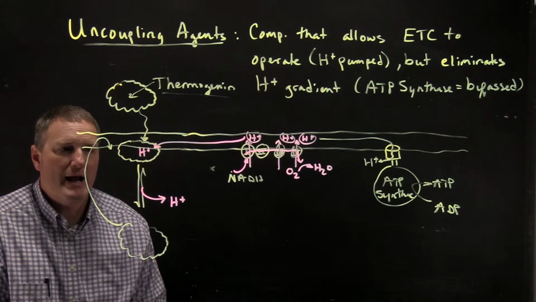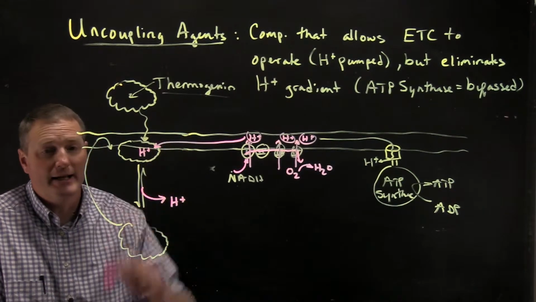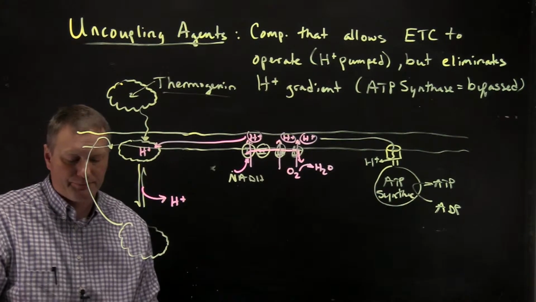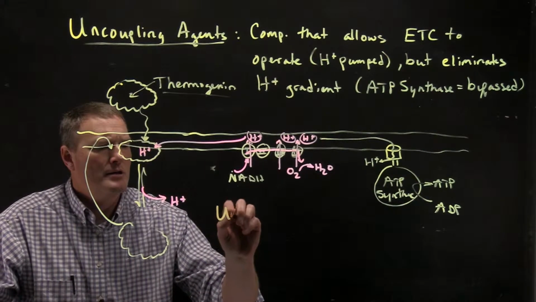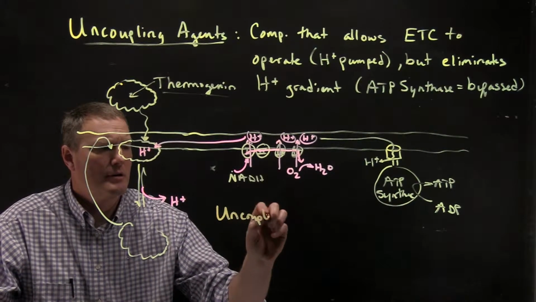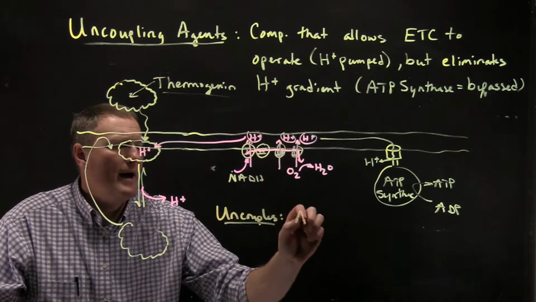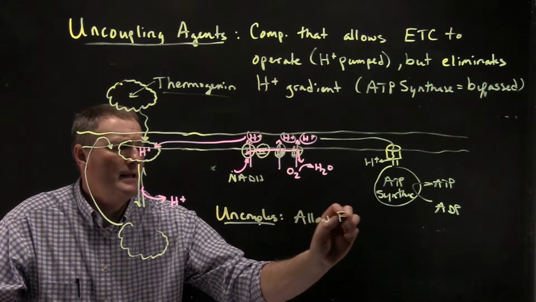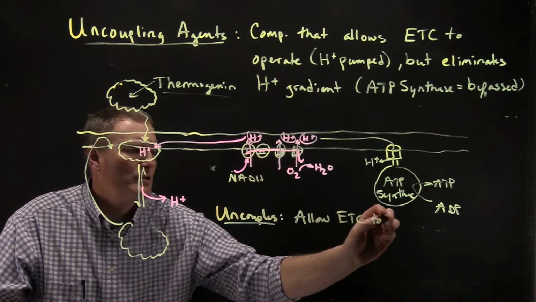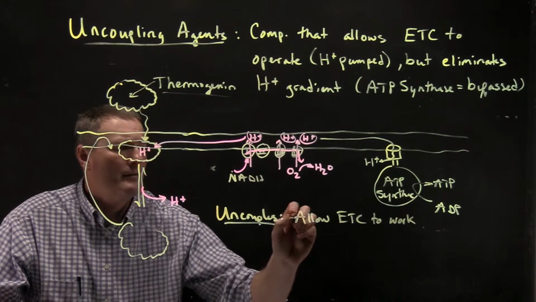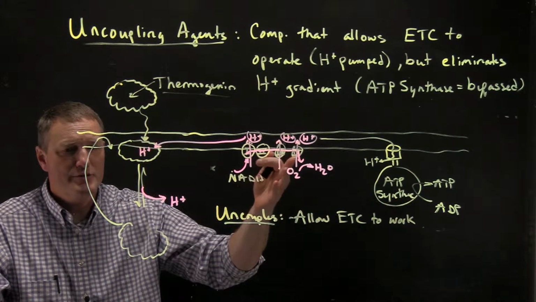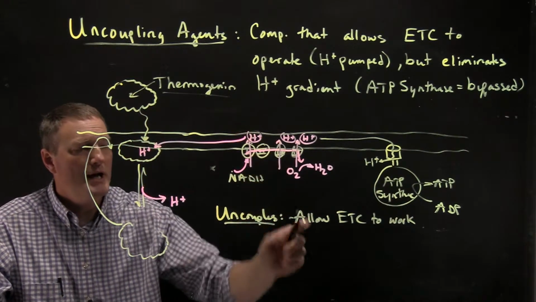So what are the consequences of this? So thermogenin, an uncoupling agent, does the following. Uncouplers allow the ETC to work. Okay, so the electron transport chain is not disrupted in any way. Protons are pumped.